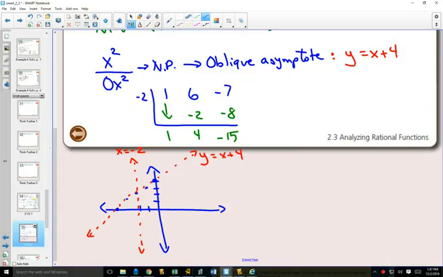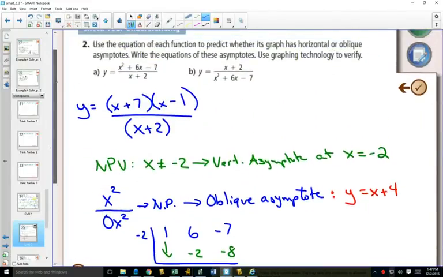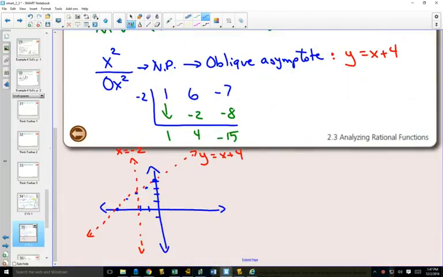Once you have both of your asymptotes, now you can start labeling some points. It's always good to start with x-intercepts and y-intercepts. How do we find our y-intercept? Plug in 0 for x. If we plug in 0 for x, can you see that you're going to get -7 over 2? So we can label that as 1 point.